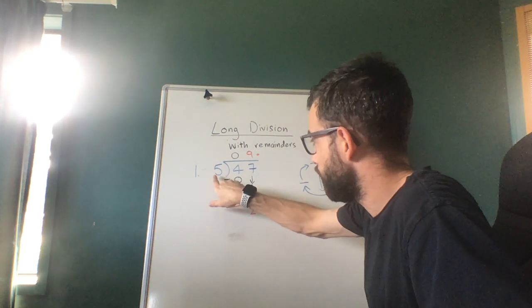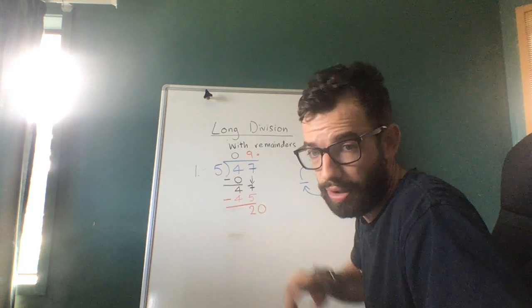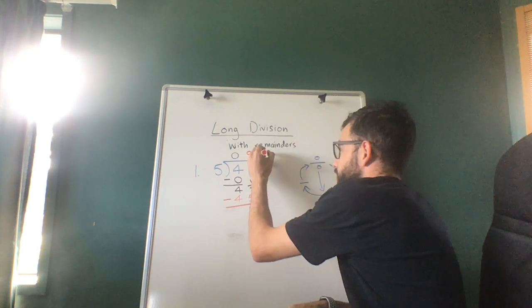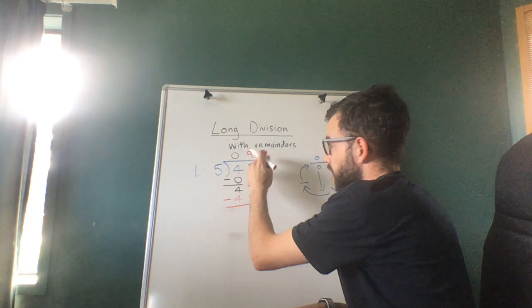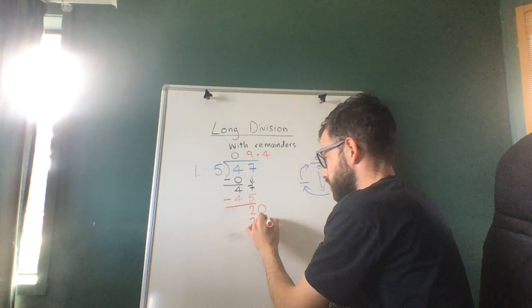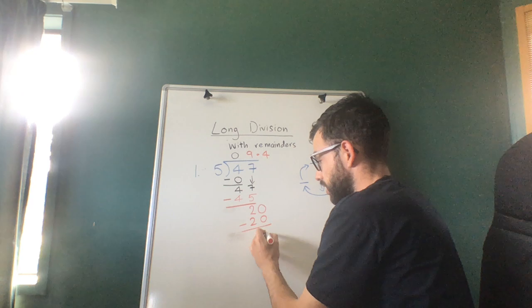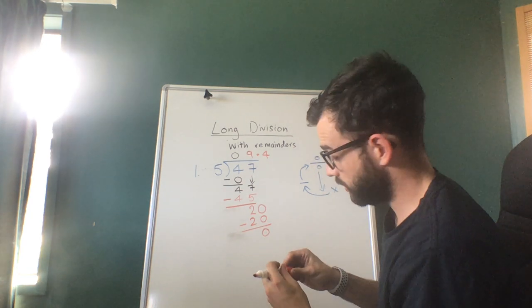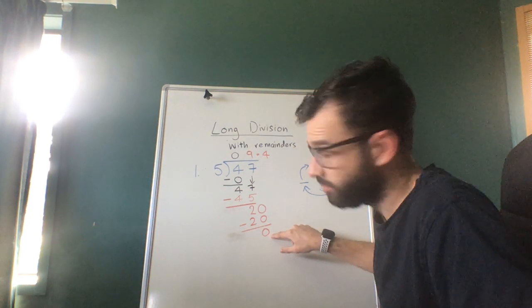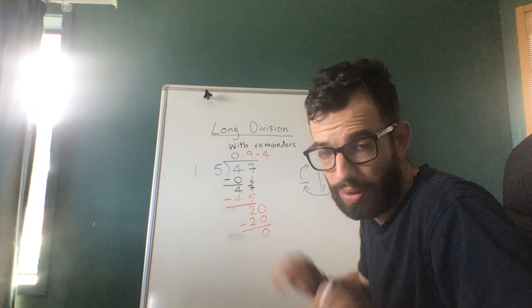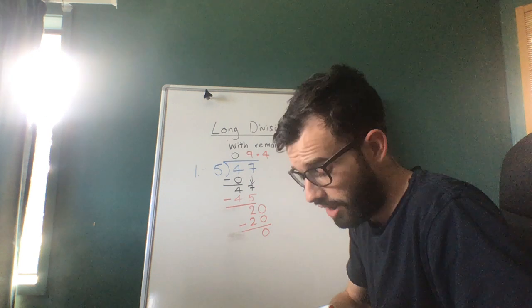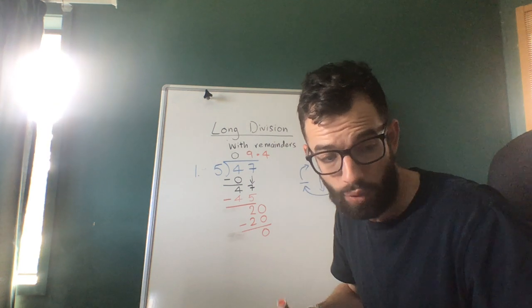So next step, we go 20 divided by 5. The answer in this case is 4. We then go 5 times 4, 20. 20 take away 20 is 0. And remember, as I said, if we get a 0 here and we've used all of the numbers in the equation, there is nothing left over, then we are finished. So 47 divided by 5 is 9.4.